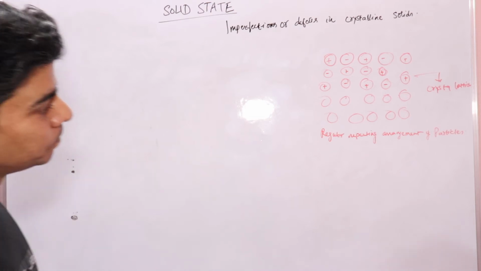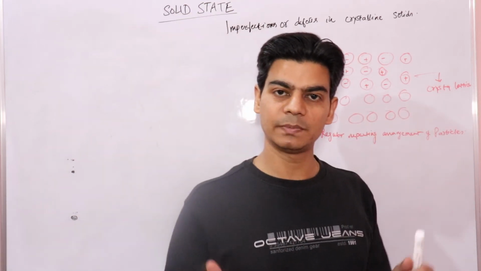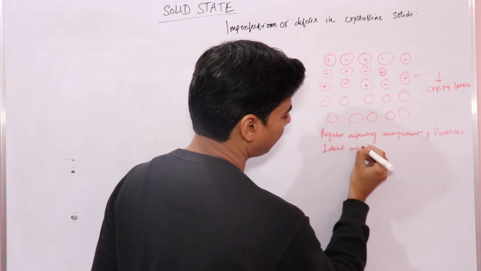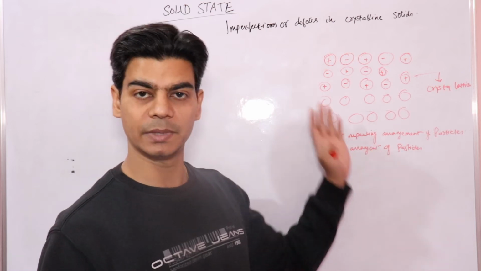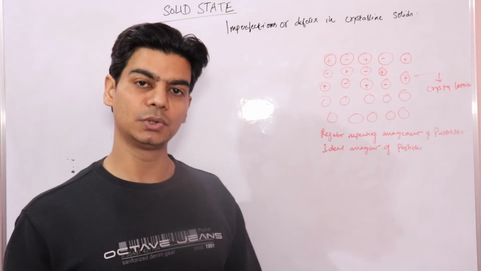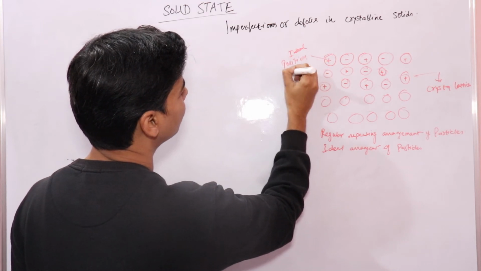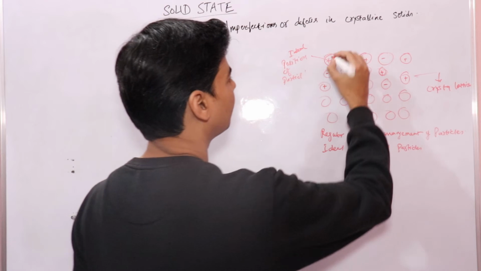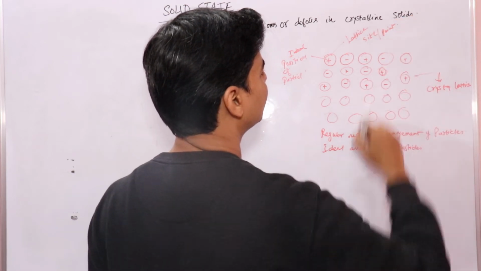Now this regular arrangement of particles is what we generally call an ideal arrangement of particles. This is an ideal, perfect arrangement of particles. And the positions that are occupied by these particles are the ideal positions of these particles. And if you remember, we call it a lattice site or a lattice point.